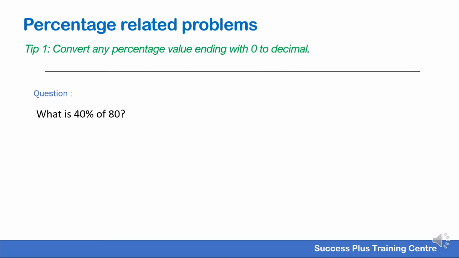Now let's put the first tip into practice. What is 40% of 80? Using tip 1, 40% of 80 equals 0.4 times 80, which equals 32.